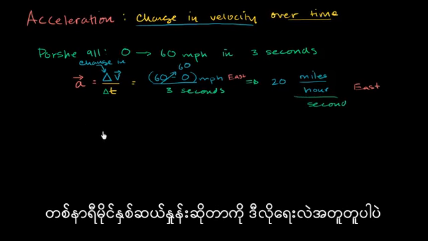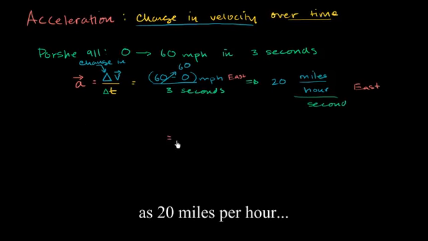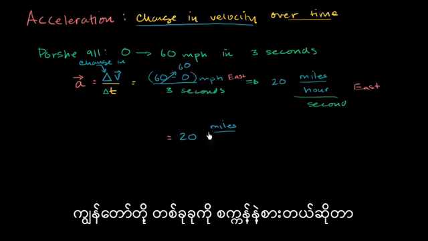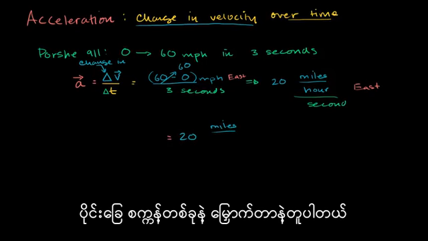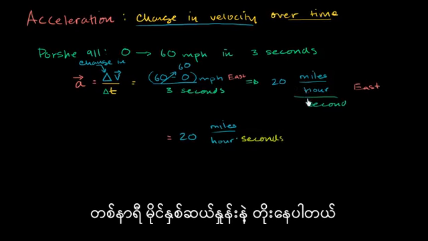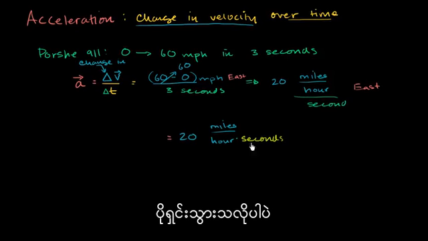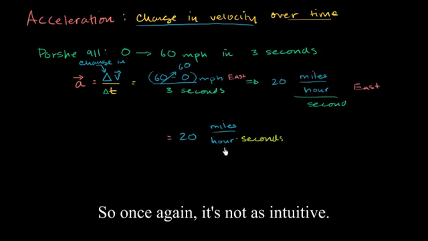Now, we could also write it like this. This is the same thing as 20 miles per hour, because if you take something and you divide it by seconds, that's the same thing as multiplying it by 1 over seconds. So that's miles per hour seconds. And although this is correct, to me this makes a little less intuitive sense. This one literally says it. Every second, it's increasing in velocity by 20 miles per hour. 20 miles per hour, increase in velocity per second. So that kind of makes sense to me. Here it's saying 20 miles per hour seconds. So once again, it's not as intuitive.